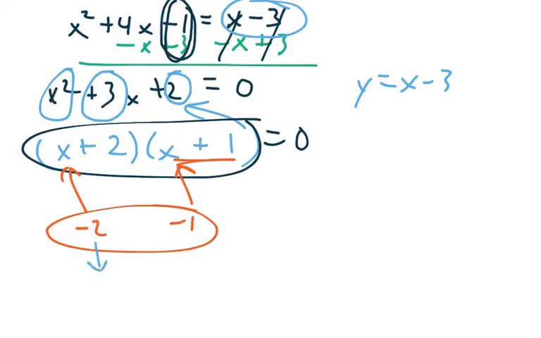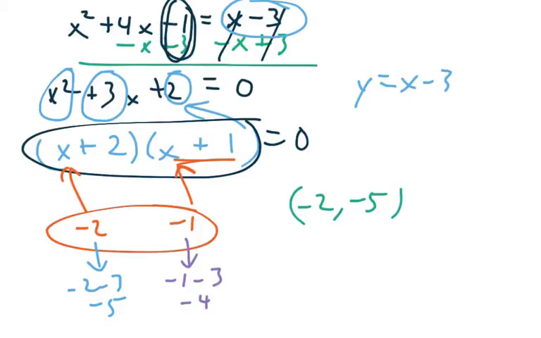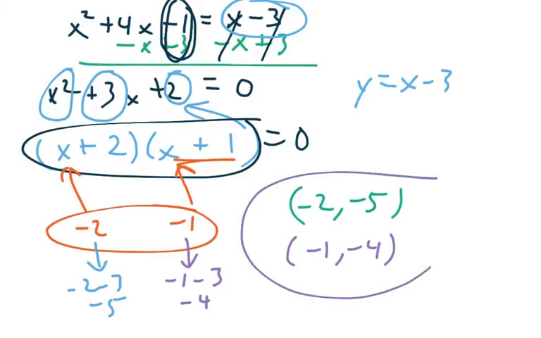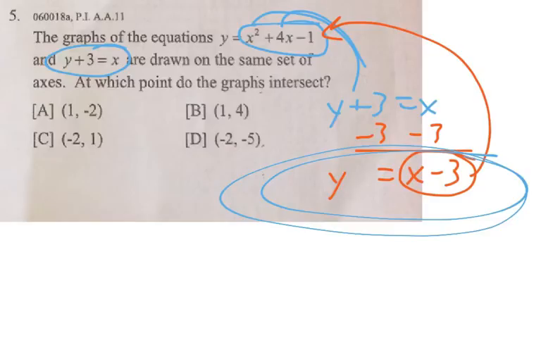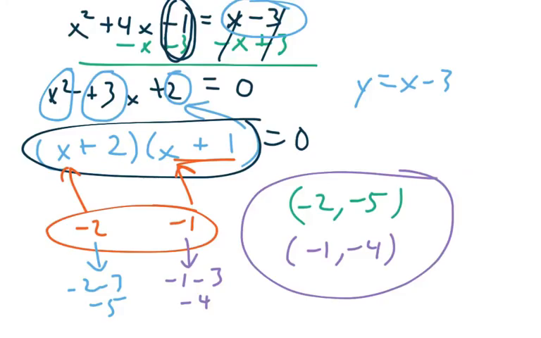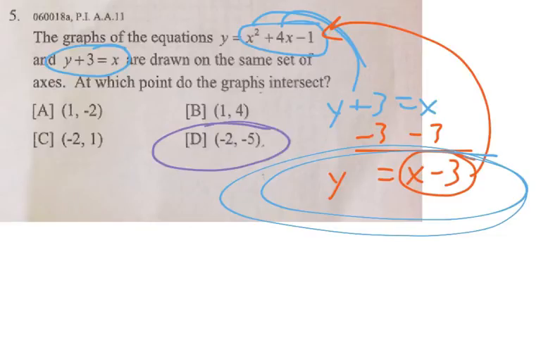So using the negative 2 right there, I know negative 2 minus 3 is negative 5. So one of my solutions is negative 2, negative 5. Okay, the other one, I'm going to do the negative 1 now, and if I know y equals x minus 3, I'm going to have negative 1 minus 3. That, of course, is negative 4. So therefore, negative 1, negative 4 is another solution. So let's go back to our answer choices. And it looks like D is my answer, right?